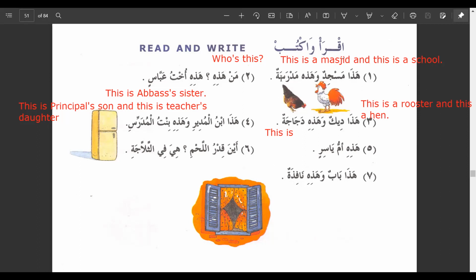Good. What about Dajajatun? That's also conventional. Well, Dajajatun is the name of the hen, so it may be natural, just because it is the female name of all females of every animal species, kind of. Naqatun, right? But we can see Ta Marbuta at the end also. Okay.